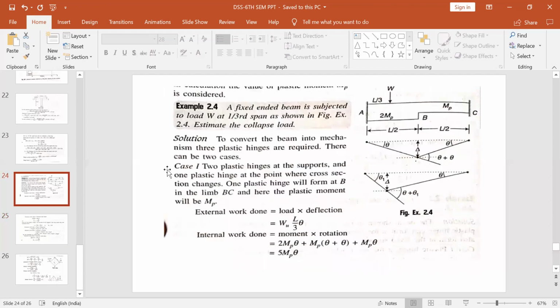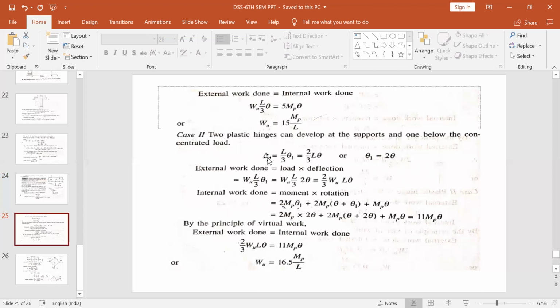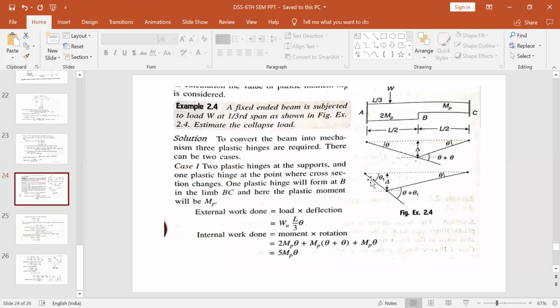Okay, in this case, one plastic hinge is formed here and one plastic hinge will be formed here. Now, in that case, what will be delta? L by 3 into theta 1. See this figure. Initially the deflection was simple like this at the center. Now the deflection is here under the load. So now in this triangle, these two values of theta will not be same. If it is theta here, it will be theta 1. Value of the angles will be different because the lengths are different here, L by 3 and 2L by 3.